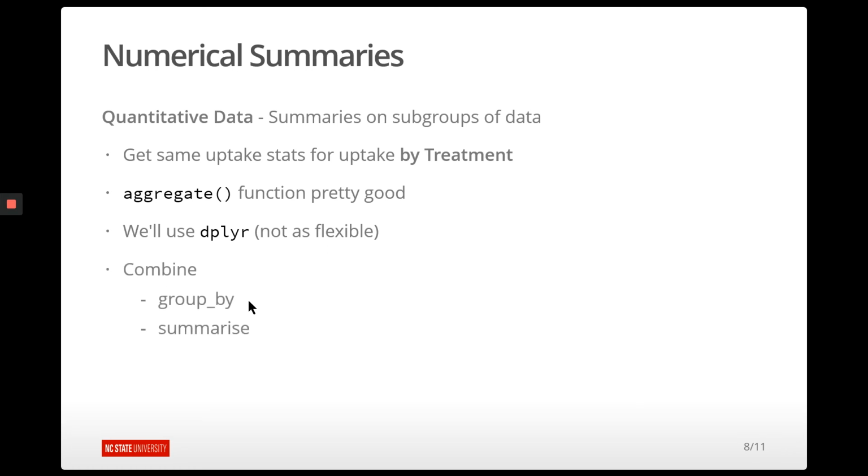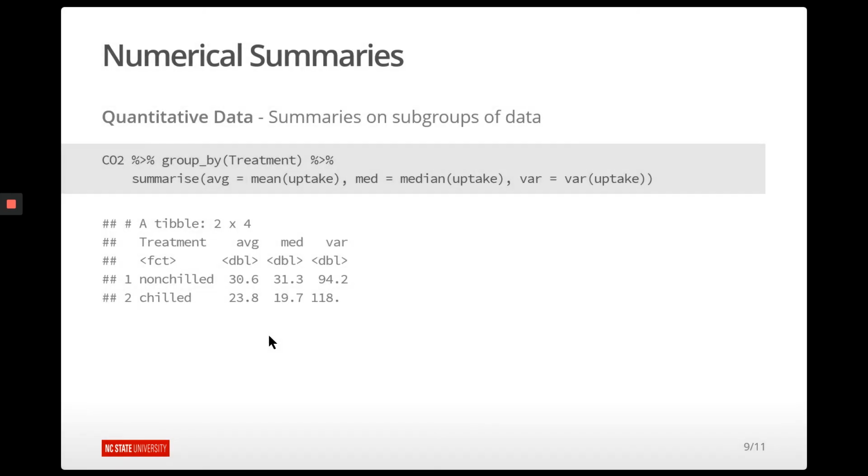And then we're going to see two functions from dplyr, group_by and summarize. So group_by is going to define what variables we want to do the grouping on. And you can do more than one variable. And then summarize is going to allow us to create basic summaries from that. For instance, here's what you might do. So we're using chaining here. We're saying take the CO2 data set, then group it by the treatment variable, and then summarize and create three new variables. Average is the name of the first one, med is the name of the second, and var is the name of the third.